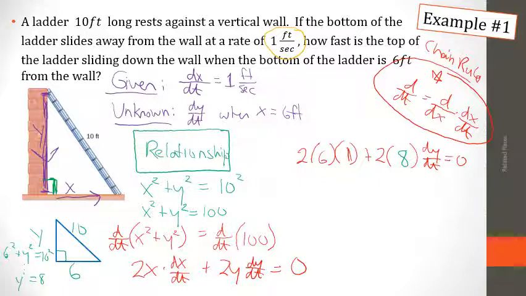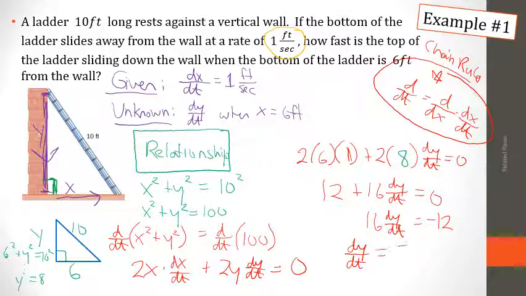So now I have 12 plus 16 dy/dt equals 0. So 16 dy/dt equals negative 12. dy/dt, when I divide by 16, is negative 12 divided by 16. If I simplify that, divide by 4, negative 3/4. And the units are feet per second. And that is my final answer. That is what they're asking me to find.